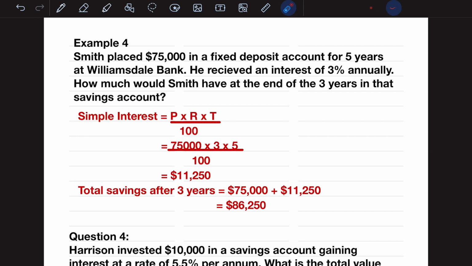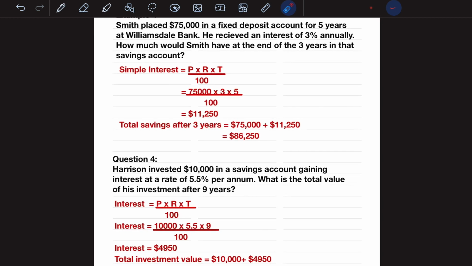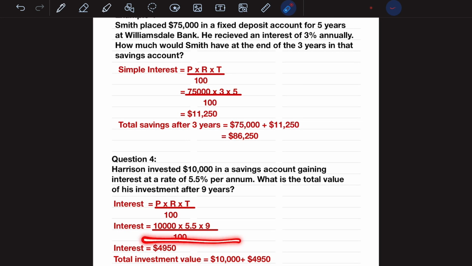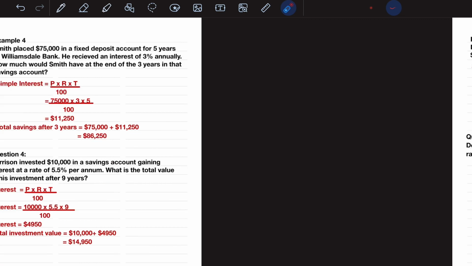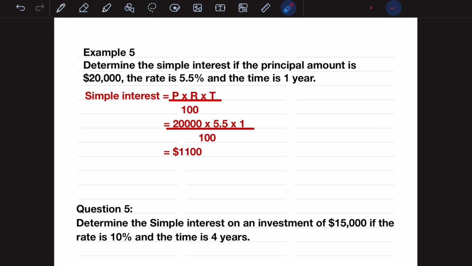All right, let's move on. Answers for question 4. We find the interest and we add it to the total. All right, next we have example 5. Okay, so we won't bother to do this one.